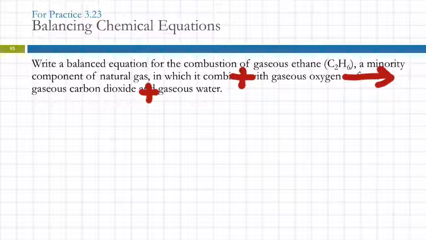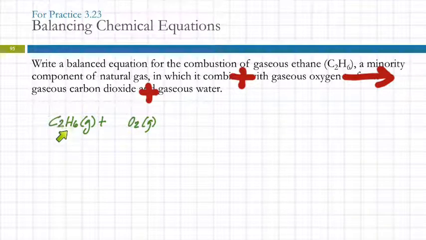Well, I'm given the formula for ethane, C2H6, and I'm told it's a gas. It's reacting with oxygen. What's the formula for oxygen? O2. It's a diatomic element. This is where we need to use the diatomic elements, when they are elements by themselves. Hydrogen is a diatomic element, but I don't need to put a 2 on it here because it's with other hydrogen and carbon atoms. It's fine.